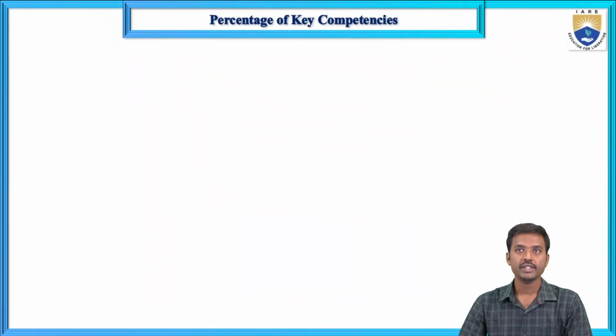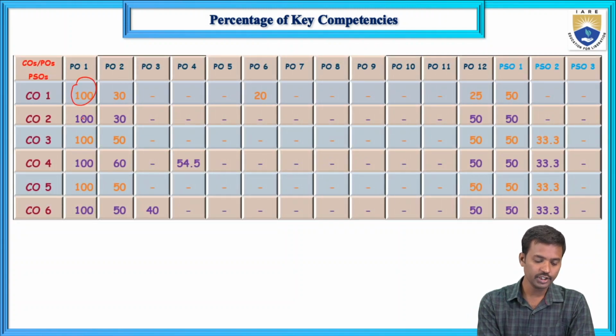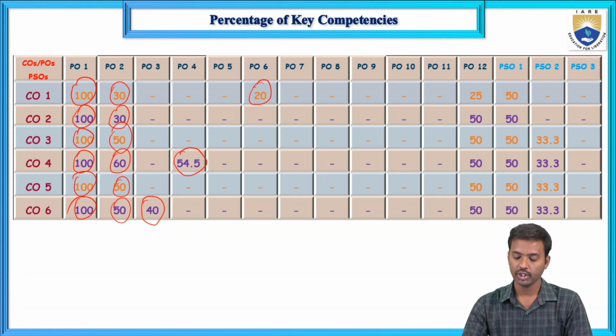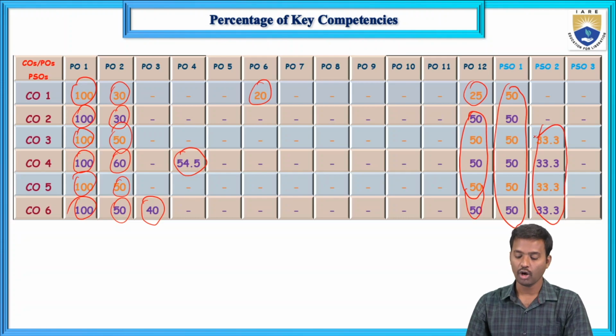Next, percentage of key competences. So that is 100%, 100%, 100%, 100%, 100%, 100%, 100%. Next, 30%, 30%, 50%, 60%, 50%, 50%. Now 40%, 54.5%, 20%, 25%, and total 50%. And for the PSOs, 50% and 33.3% of key competences.